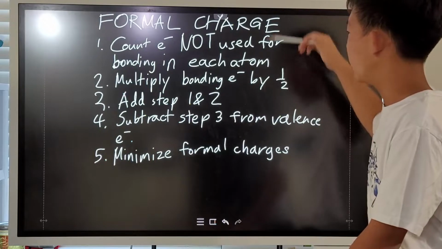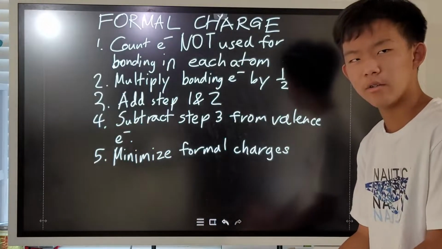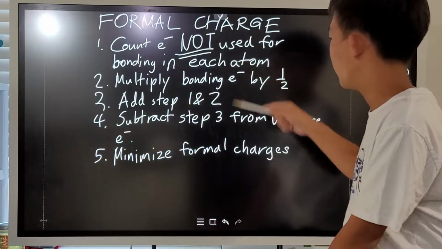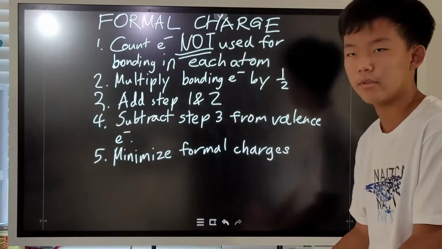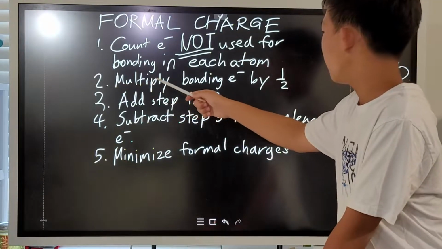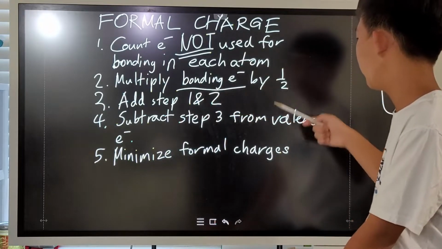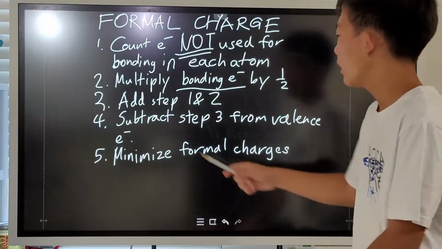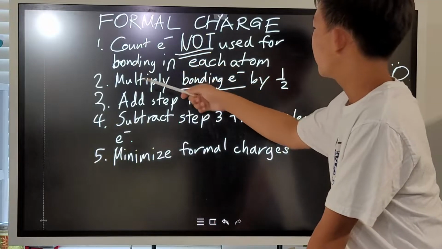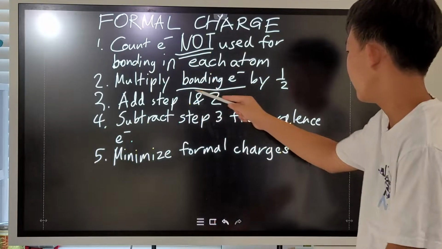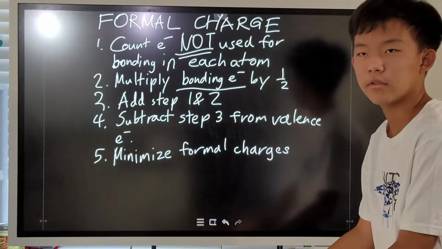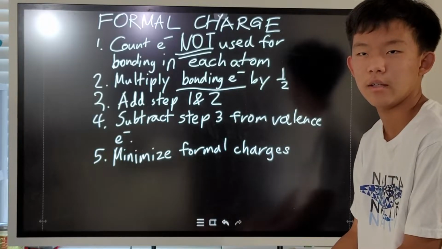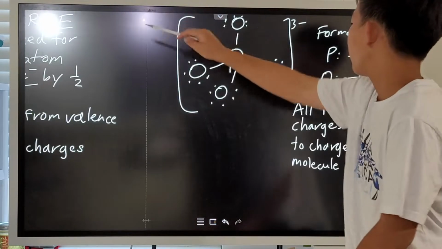Now, let's look at formal charge. How do you calculate formal charge on an atom? Well, first you count all of the electrons that are not used for bonding in each atom. Not used for bonding. And then number 2, multiply all the bonding electrons by 1/2. So in other words, divide the number of bonding electrons by 2. Step 3, add these two results. And then 4, subtract step 3 from the valence electrons in the atom. And then number 5, try to minimize the formal charge on the atom. That makes the more reasonable structure.